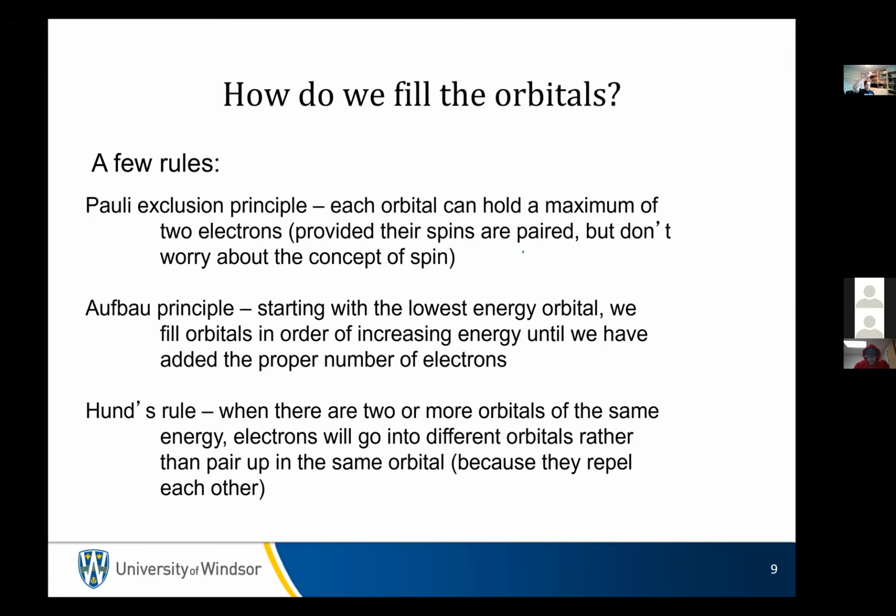Hund's rule: when there are two or more orbitals of the same energy, electrons will go into different orbitals rather than pair up in the same orbital. That's because it costs energy to stick two electrons near each other in the same orbital because they're both negatively charged and they're going to repel each other. So if there are three p orbitals, you're going to line up one electron in each of those orbitals first before you start pairing them up.